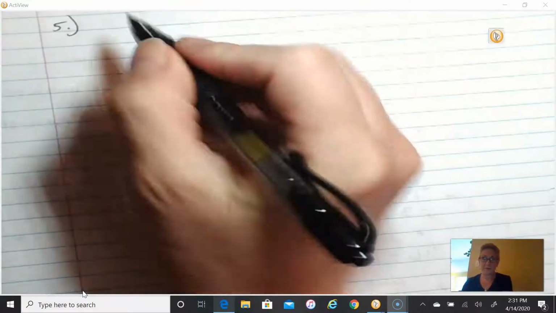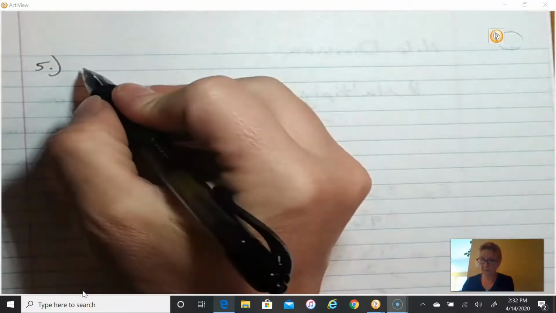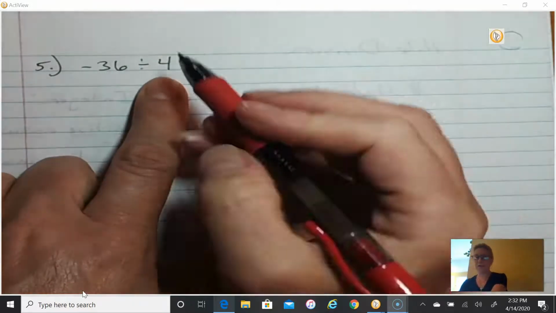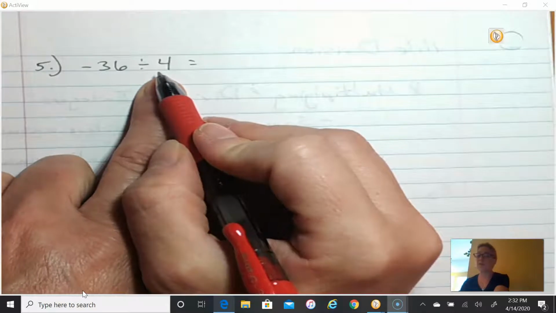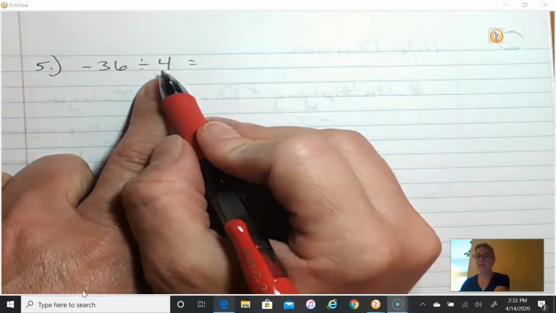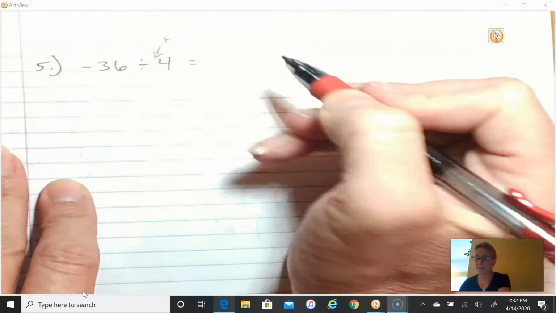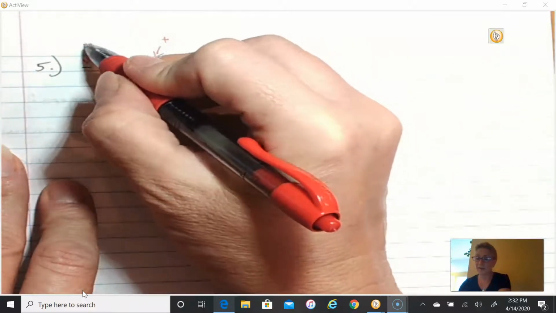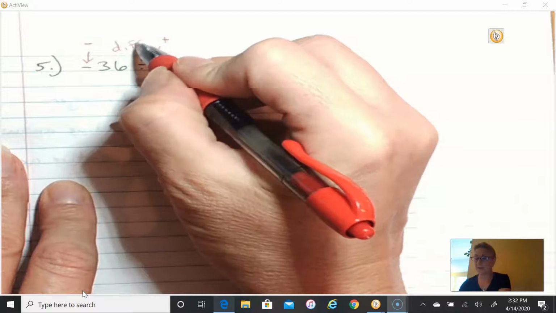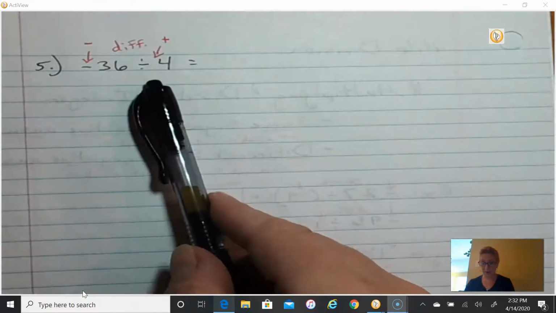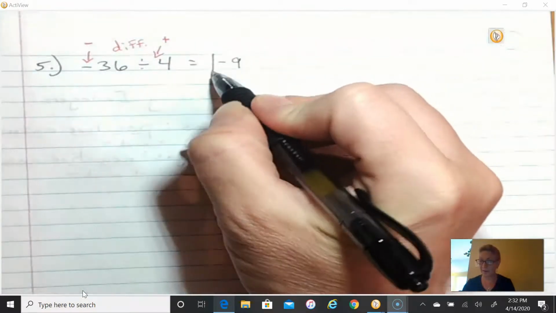Number 5. Negative 36 divided by positive 4. There's no plus sign in front of that 4, but there's no negative sign either. So since there's no plus or minus sign here, we're going to assume it's plus, a positive. This is a negative. So the signs are different. Therefore, your answer is going to be negative. If the signs are different, the answer is negative. So negative 36 divided by positive 4 is negative 9.